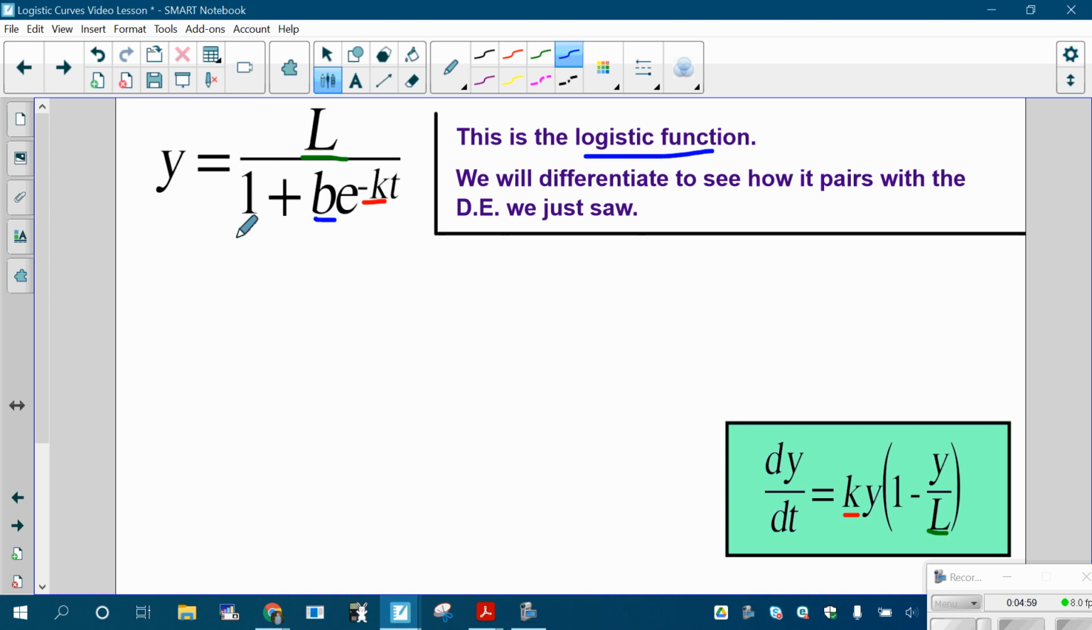Okay? Now, if this is the solution to this differential equation, well, then we should be able to take the derivative of this and get this, right? If this is a solution to this, then the derivative of this should follow this pattern. Let's do the derivative of this and see that it looks like this. Okay, this is kind of a deriving the formula thing. So stick with me here really quick.